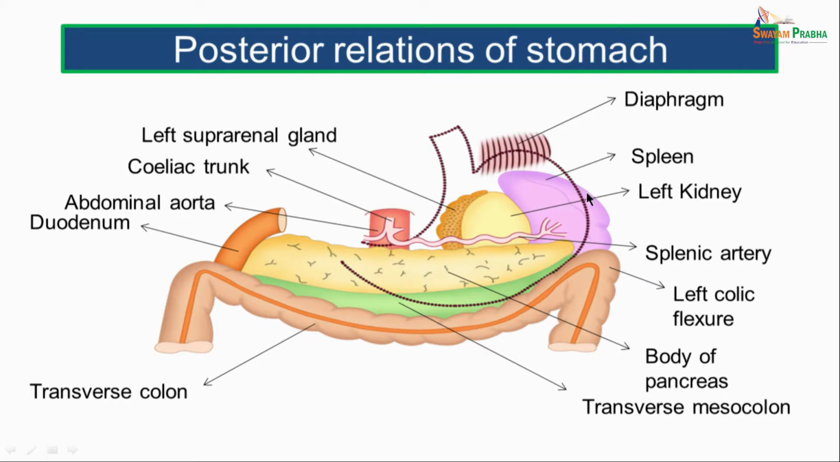The spleen is also seen as a posterior relation of the stomach, but it does not form the part of the stomach bed because the spleen is separated by the greater sac from the stomach. So, only the structures that are separated by the omental bursa from the stomach form the stomach bed. Spleen is not a component of the stomach bed.